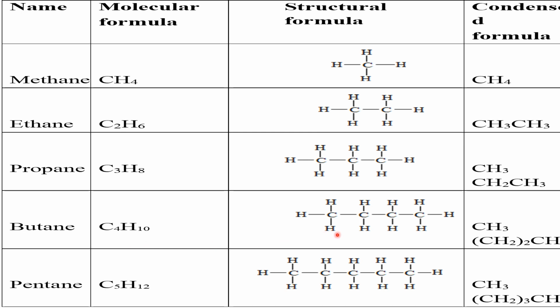And of course, the structural formula is just CH3, CH2, CH2, CH3. The condensed formula will just be like the way I've said it: CH3, CH2, CH2, CH3. But this CH2, since it's repeating, to avoid wastage of space and time, we just write it in this form: CH3, open bracket, CH2, close bracket, and a 2 outside, then CH3. This 2 shows that there are 2 CH2s. Then finally pentane, just like that.